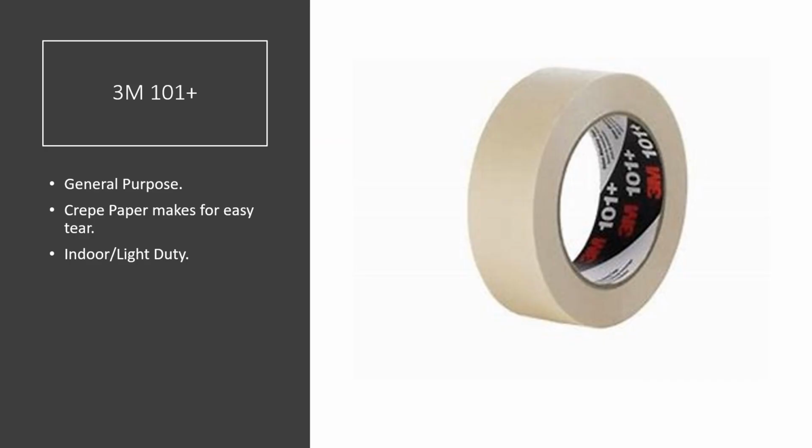The first MRO general purpose masking tape is 3M 101 Plus. This is part of the 3M Masking Made Simple line. So there's 101 Plus, 201 Plus, 301 Plus, 401 Plus, and 501 Plus, which I'll be discussing each one in depth on each slide here. But this is the most general purpose, most economical version out of the Masking Made Simple portfolio. It's just a general purpose masking tape made of crepe paper, so it makes it very easy to tear. It's really made for very general purpose indoor light duty type applications.